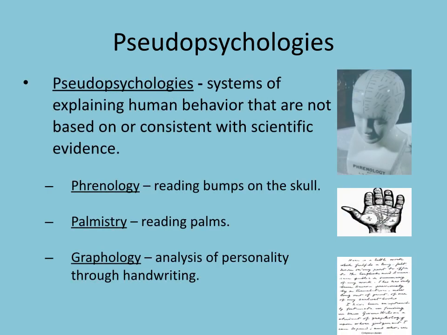Now, we do have pseudopsychologies, and these are systems of explaining human behavior that are not based on consistent or scientific evidence. That's why they're called pseudopsychologies. They're not based on scientific evidence. We have phrenology, which is reading bumps in the skull, palmistry, which is reading palms, and graphology, which is looking at handwriting. There's no real science behind them. However, they do have some types of truth, typically more insight, not truths, but they're not your typical research.